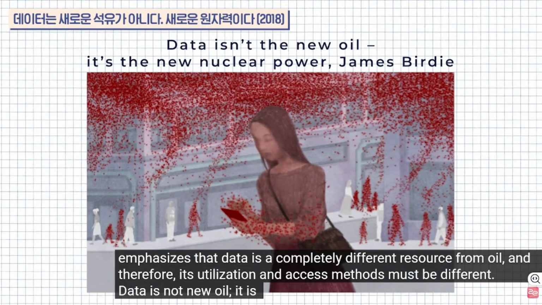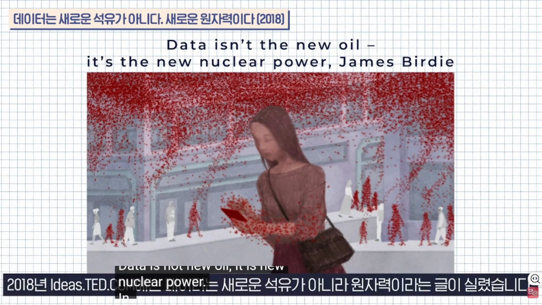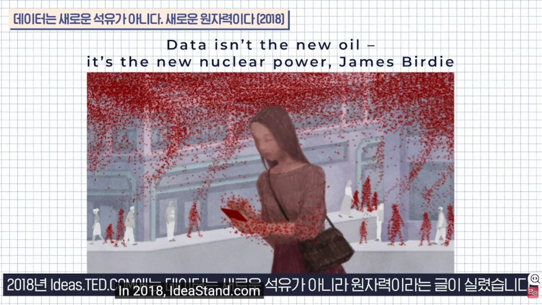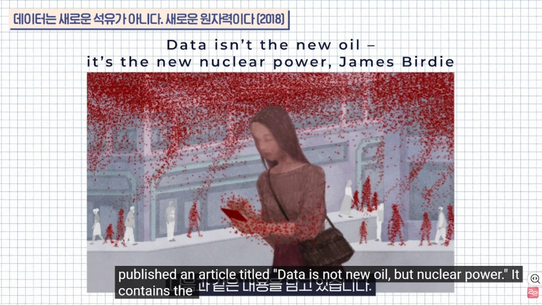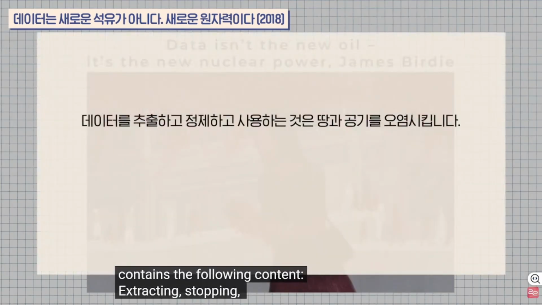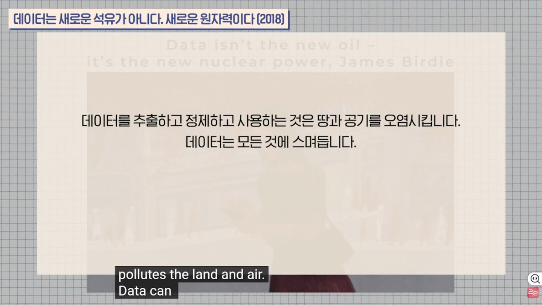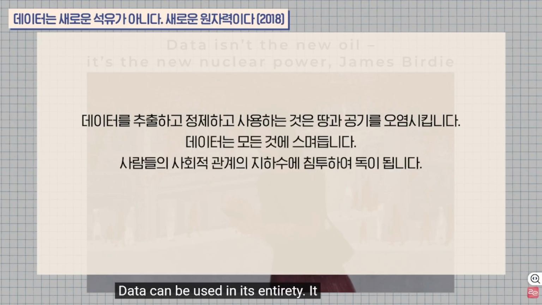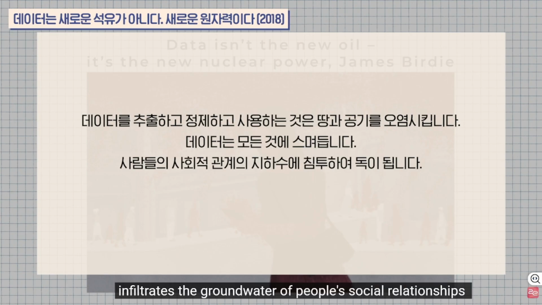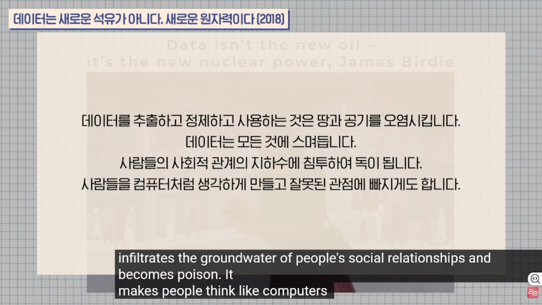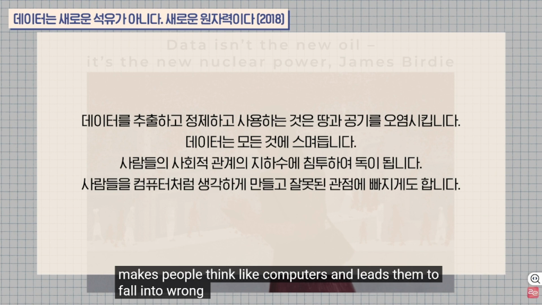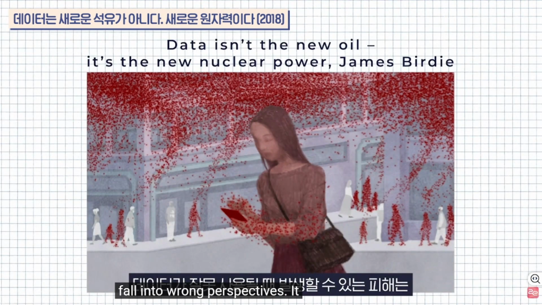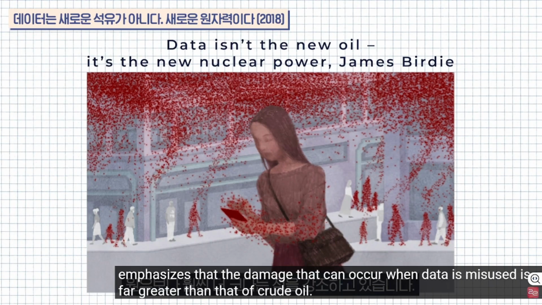데이터는 새로운 석유가 아니다. 새로운 원자력이다. 2018년 ideasted.com에서는 데이터는 새로운 석유가 아니라 원자력이라는 글이 실렸습니다. 다음과 같은 내용을 담고 있습니다. 데이터를 추출하고 정제하고 사용하는 것은 땅과 공기를 오염시킵니다. 데이터는 모든 것에 스며듭니다. 사람들의 사회적 관계의 지하수에 침투하여 독이 됩니다. 사람들은 컴퓨터처럼 생각하게 되고 잘못된 관점에 빠지기도 합니다. 데이터가 잘못 사용될 때 발생할 수 있는 피해는 원유보다 훨씬 더 크다는 점을 강조하고 있습니다.